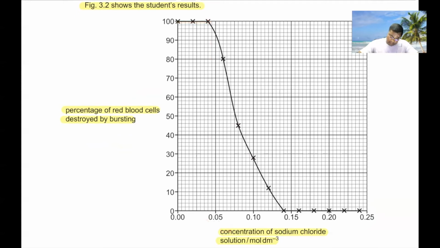After that, as the concentration increased from 0.04 up until 0.14, as the concentration of sodium chloride increased, the percentage of red blood cells bursting decreased to 0 at 0.14 sodium chloride concentration. Any further increase in concentration did not cause the red blood cells to burst. So we can assume that the red blood cells were crenated because they lost water.